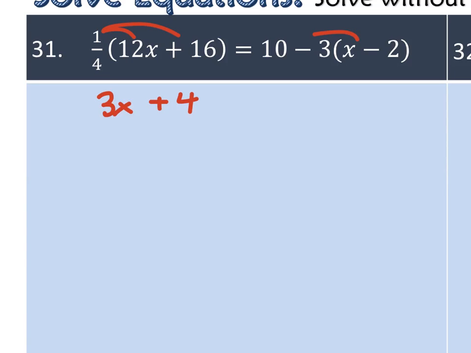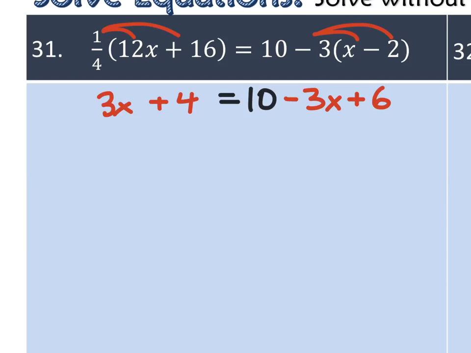But we also have distribution on the right side, right? That's a negative 3 we're distributing into the parentheses, because it's going to take that minus sign as its sign. Okay? So negative 3 times 1x is negative 3x, and negative 3 times negative 2 is positive 6. So our new equation now is 3x plus 4 equals 10 minus 3x plus 6.